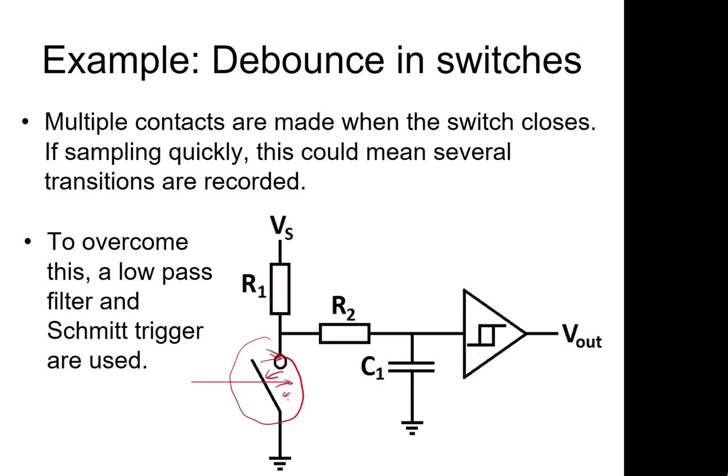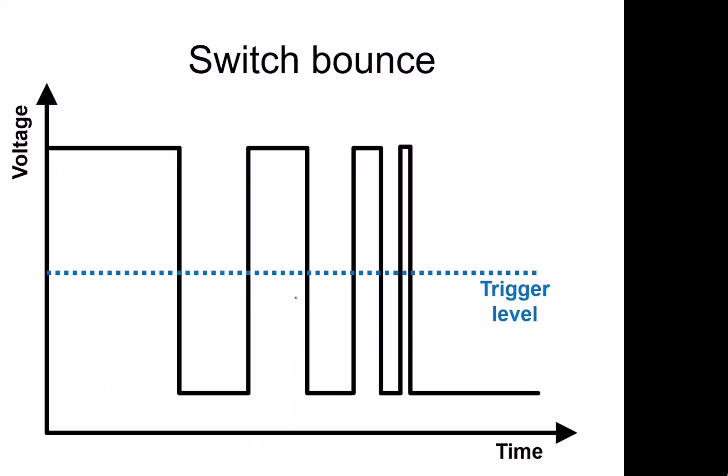So if we just measure this part directly, what we will get is this as an output. We'll see the switch bouncing on and off until it settles. So if we were counting these switching events, we'd actually measure multiple events for the single switching event.